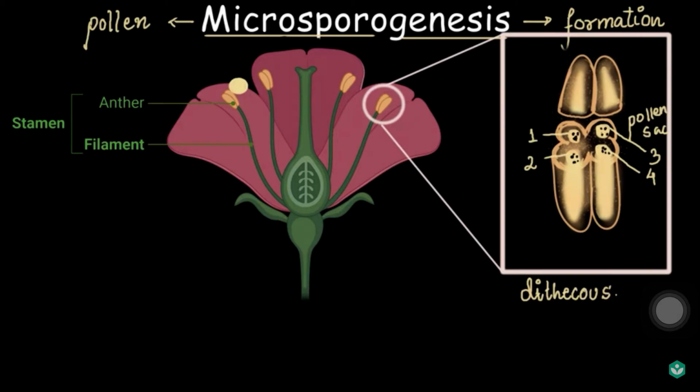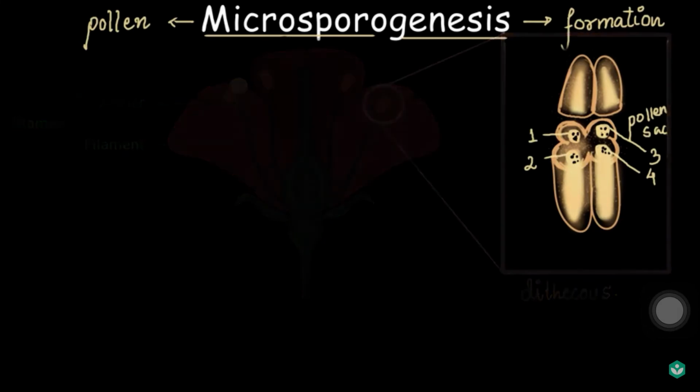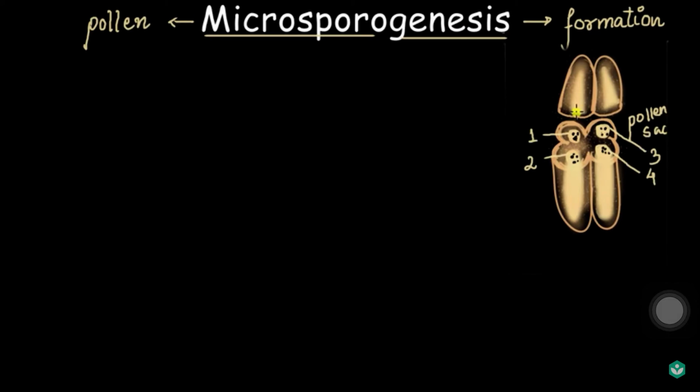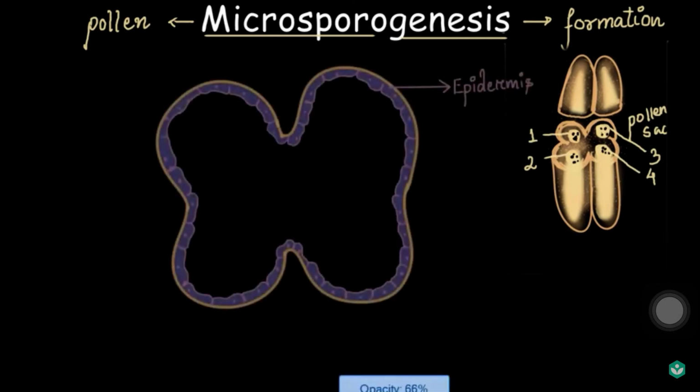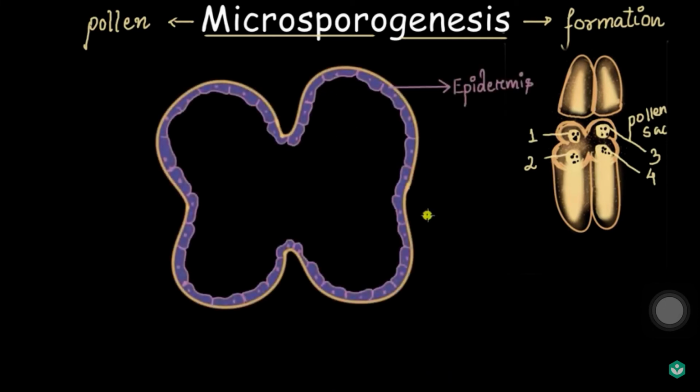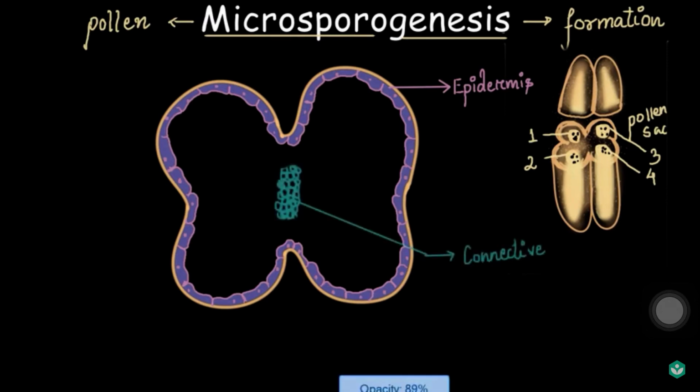Now, let's zoom in even further. Okay, so now if we zoom in further and look at this part, just this part from above, it will look something like this. This is the 2 anther lobe, and this is the outermost layer, a single sheet of cell which forms the epidermis. So this is the epidermal layer, and the 2 anther lobe, this one here and the other one here, is connected with the help of a tissue which is called the connective.